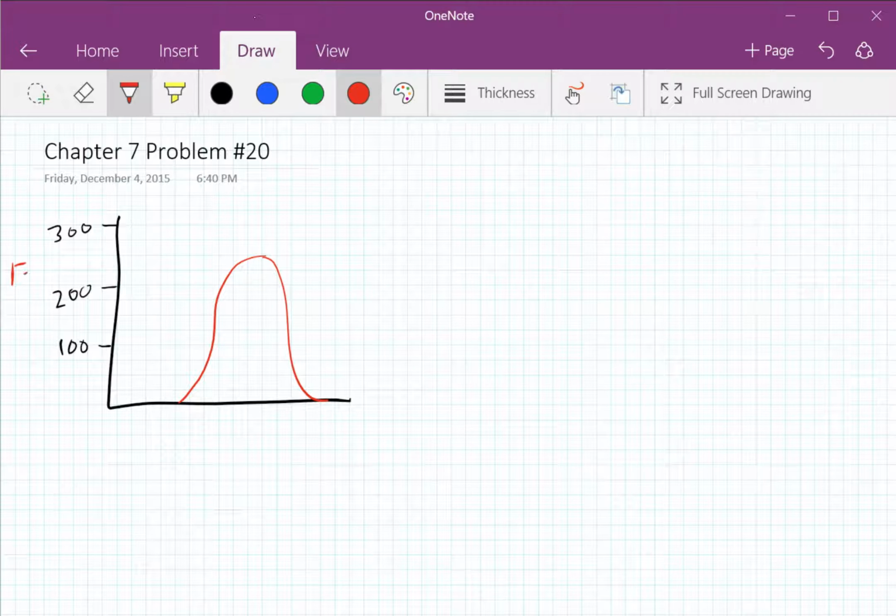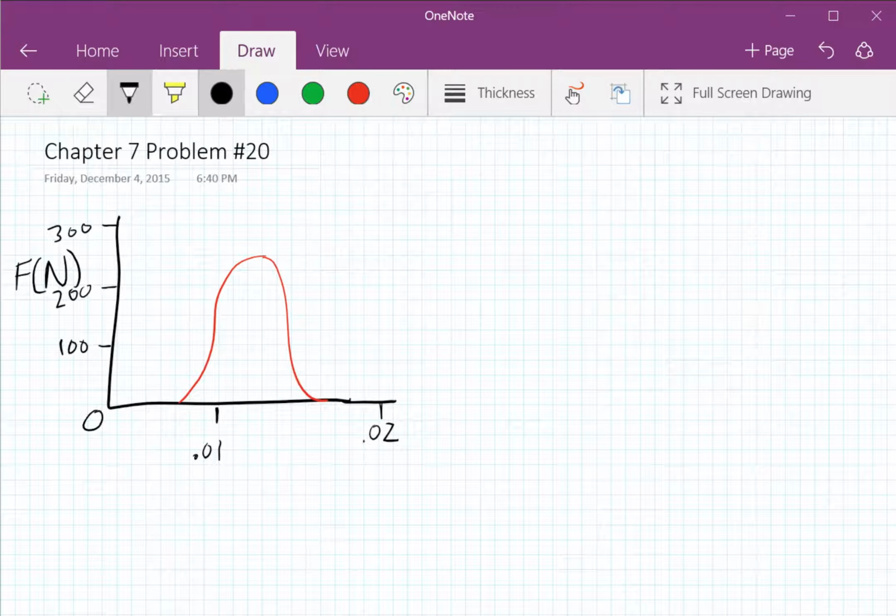This is a force, and it's in newtons. Down at the bottom, they show something like here is 0.01, and then 0.02 is over here, somewhere like that. And it starts at 0. So this is the time in seconds.